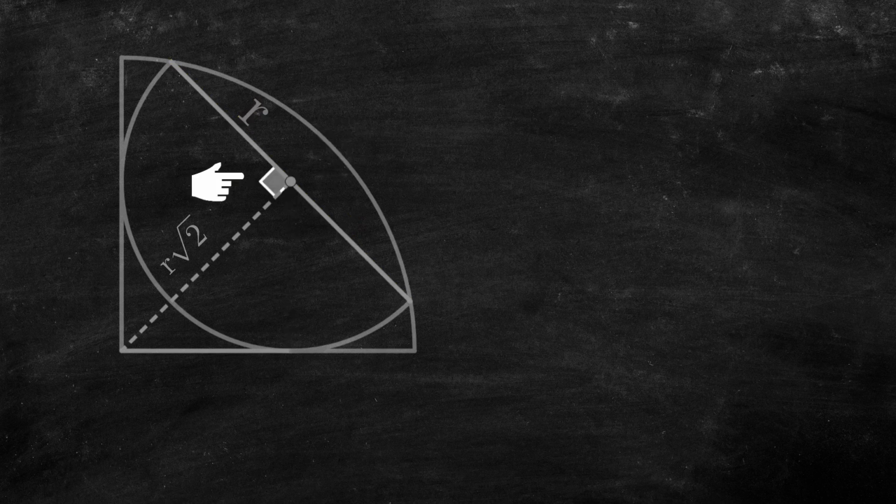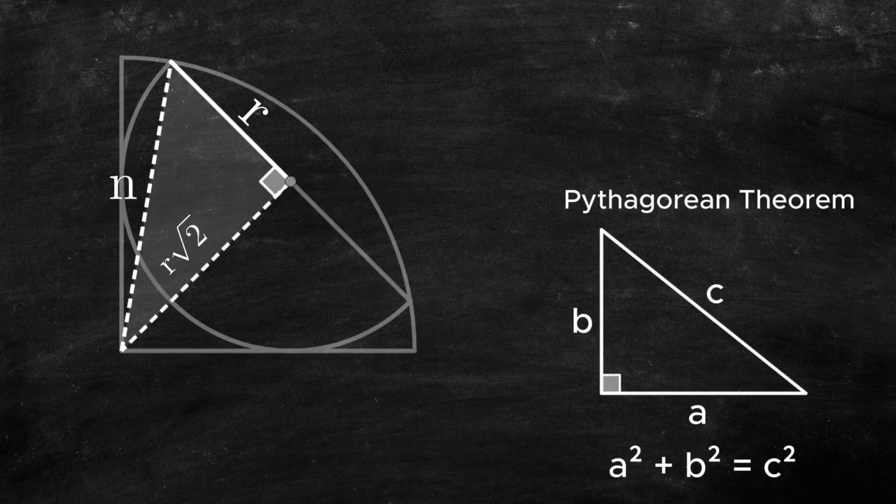So this has got to be a right angle. If we let n be the radius of the quarter circle, therefore this distance is also n. Let's apply the Pythagorean theorem on the highlighted right triangle. R square root of 2 all squared plus r squared is equal to n squared.